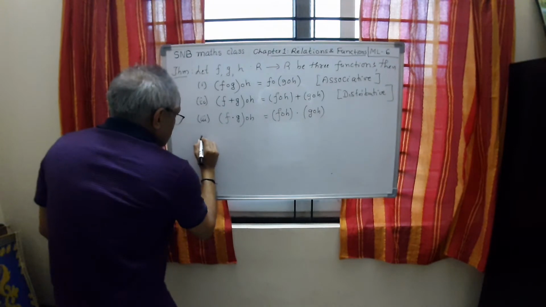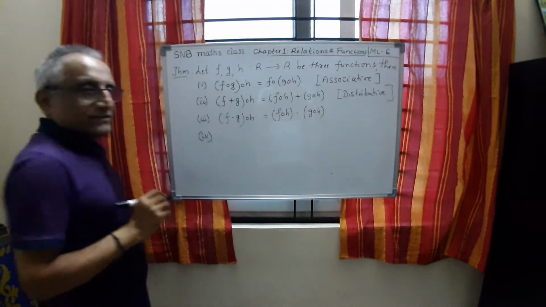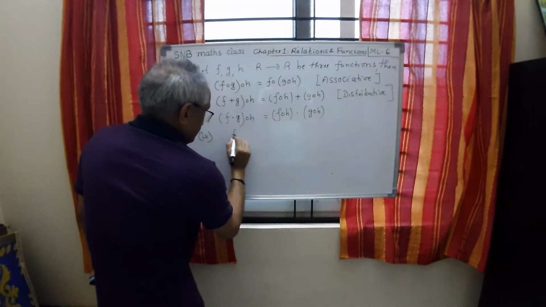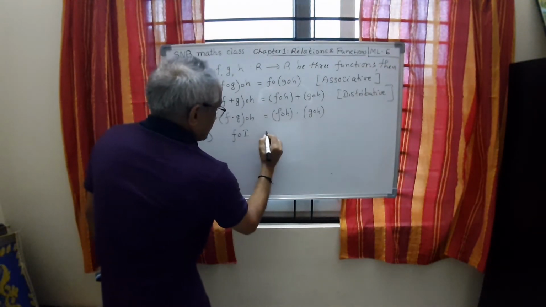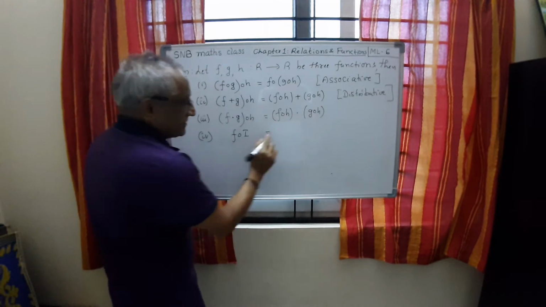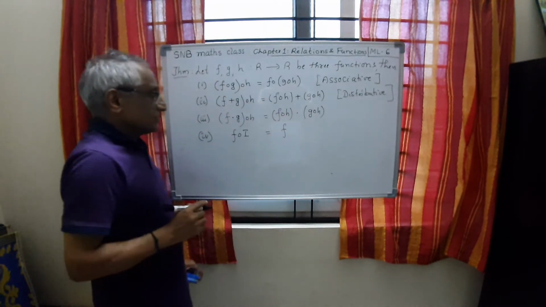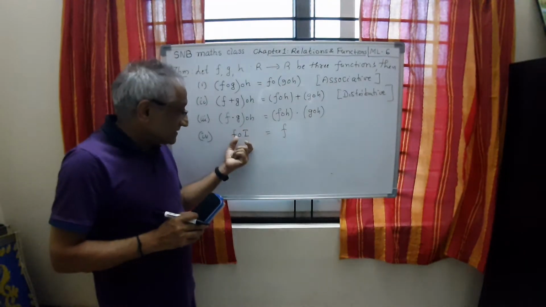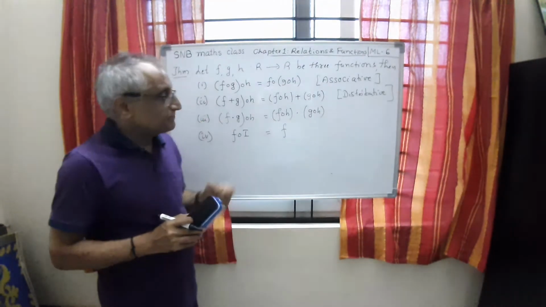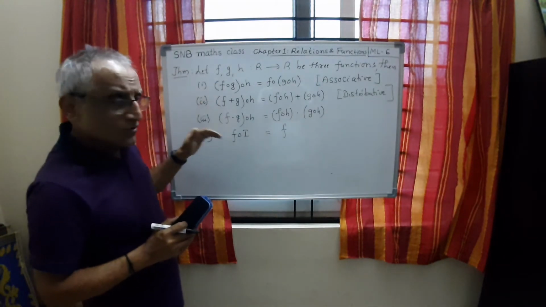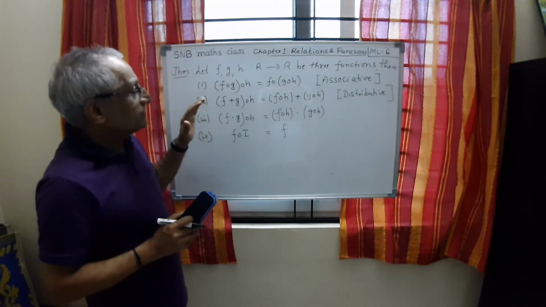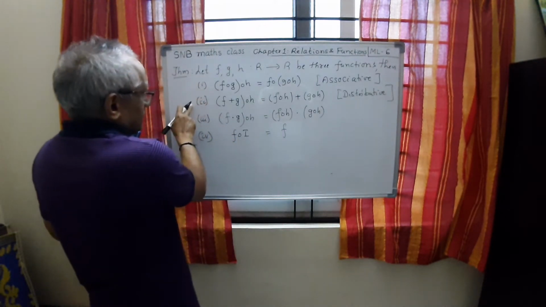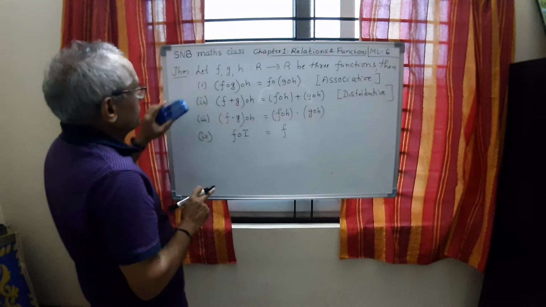Then you can also include one more. This is not mentioned in your textbook, but for any function f, f of I is f, where I means the identity function. So whenever you take the composite function of a function with the identity function, you get the same function. I will prove one or two, and the remaining you can try in the same way. Let me take the first one and the second one. You can try these two yourself.